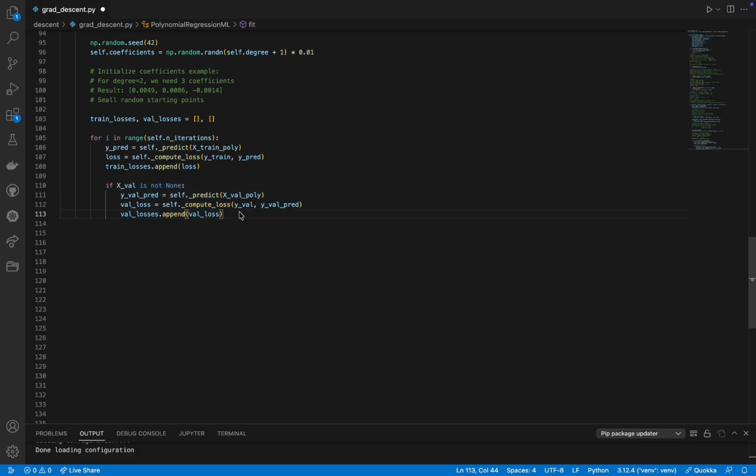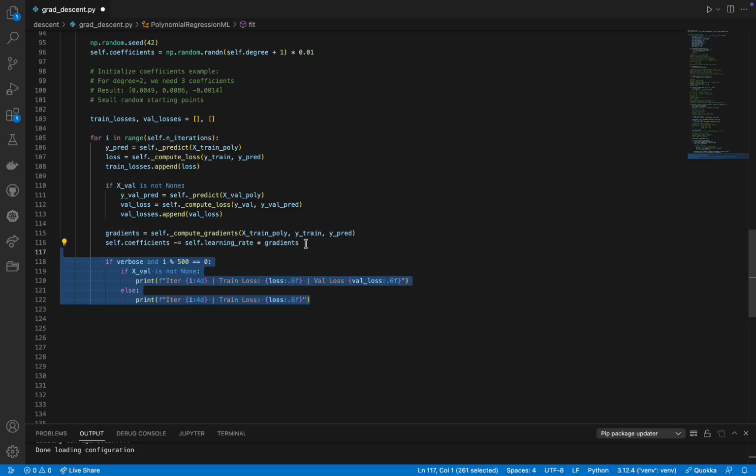Third, if we have validation data, we make predictions on it and compute the validation loss. This helps us monitor overfitting. And fourth, we compute the gradients by calling self.compute_gradients. This tells us which direction to move our coefficients.